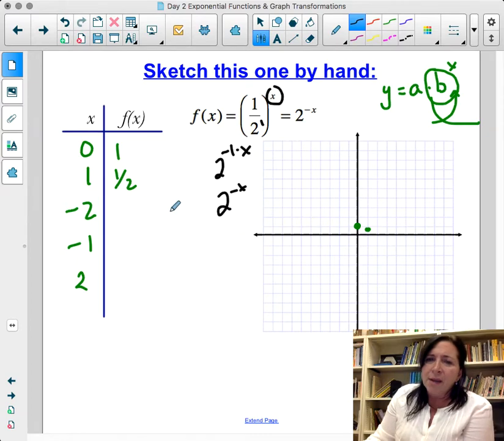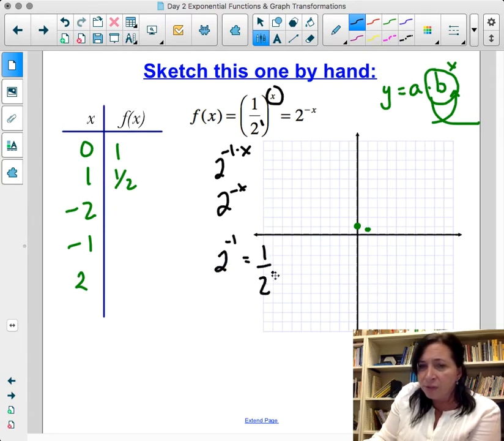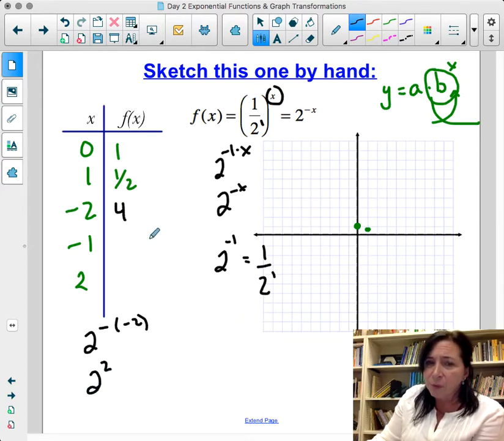So when I plug in, of course, 0, I get 2 to the 0 power, which is still 1. But when I plugged in 1, I actually got 2 to the negative 1 power, which, remember, is going to be 1 over 2 to the positive 1. But let's plug in negative 2 now. So if I plugged in 2 to the negative parenthesis negative 2 power, that's actually 2 to the second power, which is 4, positive 4.